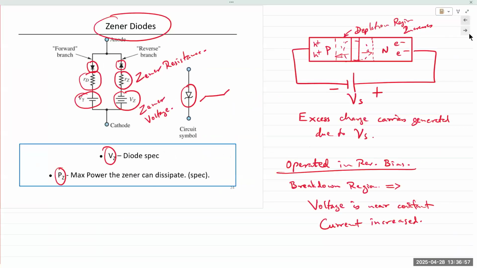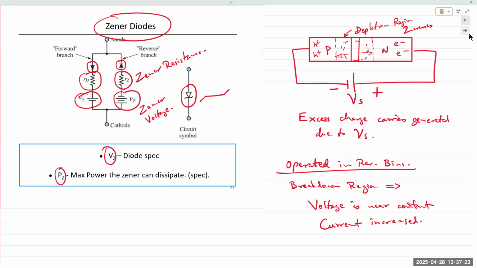Zener diodes are specifically created, fabricated and designed to operate in reverse bias. In the forward bias, they operate as normal, regular diodes. In reverse bias, because of the heavy doping and the geometric design of the junction, the diodes break down at a specific voltage. Okay, so we are operating in the reverse bias.